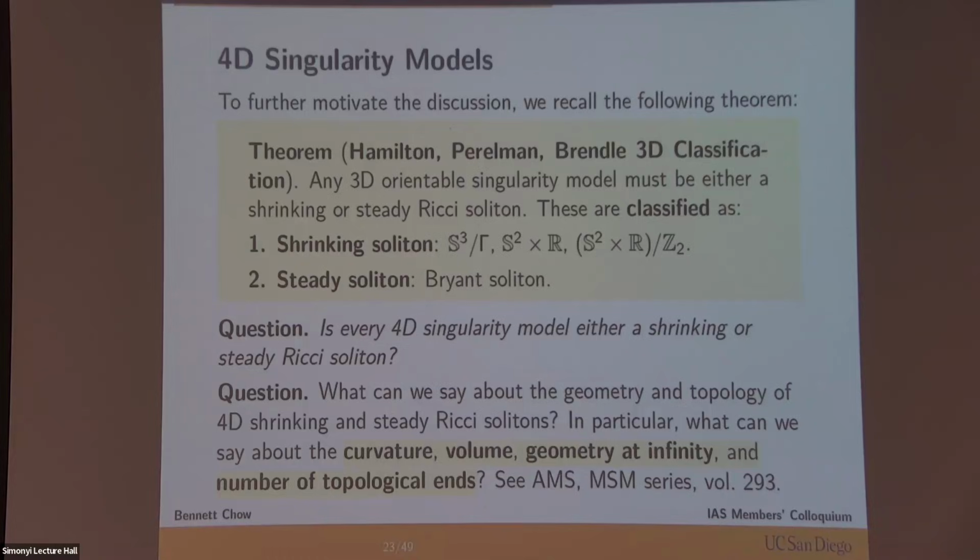So in this talk, I do not want to talk too much about the details, so I think I'll speak a little bit about that in the talk next month in the analysis seminar. So people are interested in the curvature behavior, volume growth, aspects of the geometry at infinity, and the number of topological ends, for example. And there's a book titled Ricci Solitons in Dimensions Four and Higher, with Brett Kotschwar and Ovidiu Munteanu, that discusses some of what's known about solitons in dimensions 4 and higher.